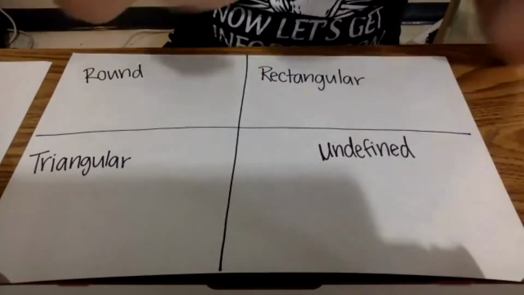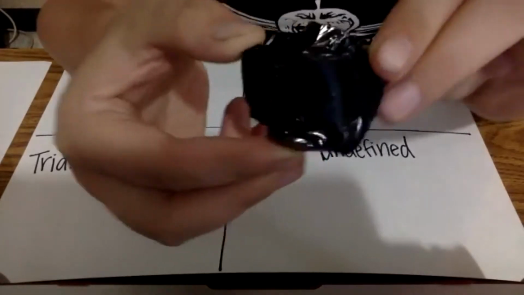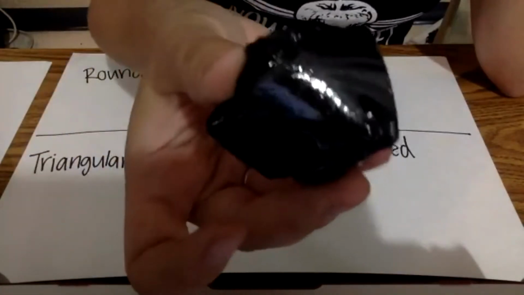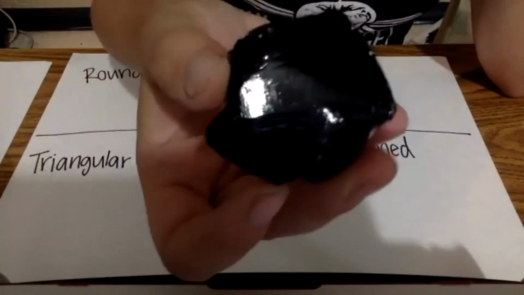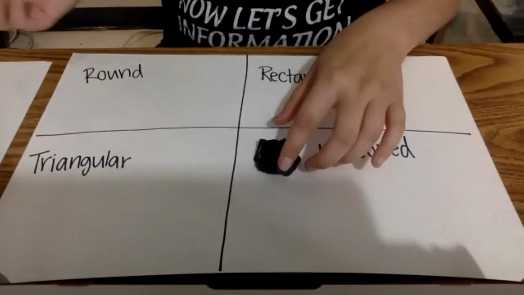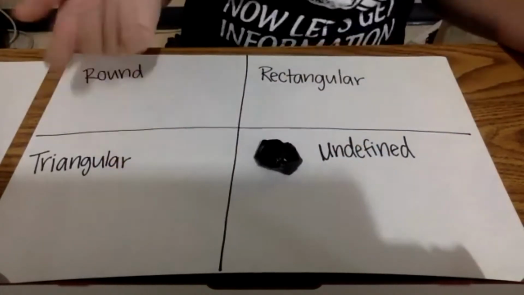So the first one is obsidian. So this one is so super cool, black and shiny and so smooth. But if you look at the edges, it doesn't really follow any rules for any of our main shapes. So I'm going to put that one in undefined. It's got some straight edges, but it's kind of all over the place.